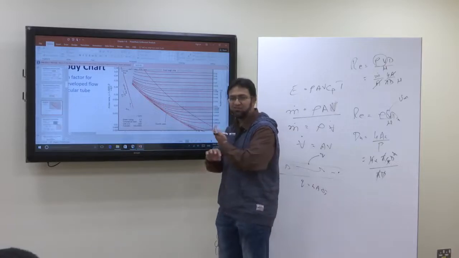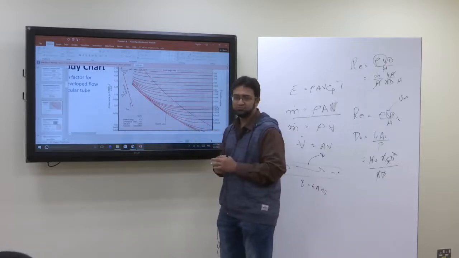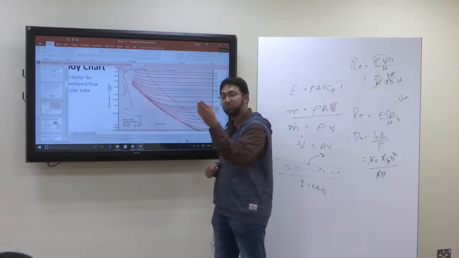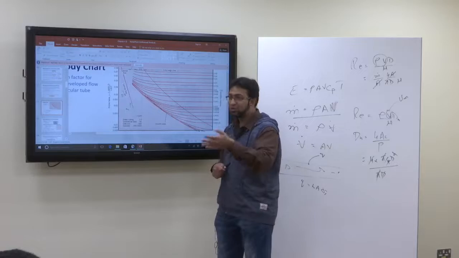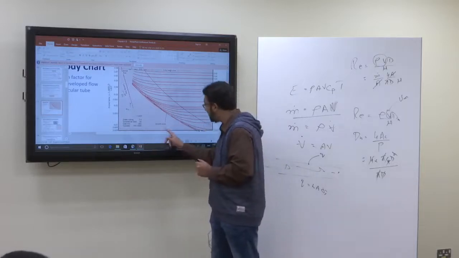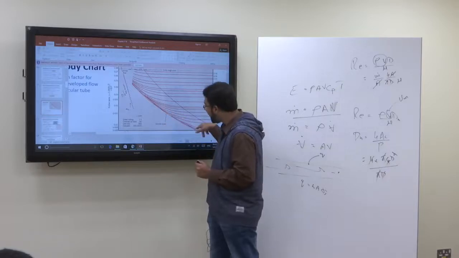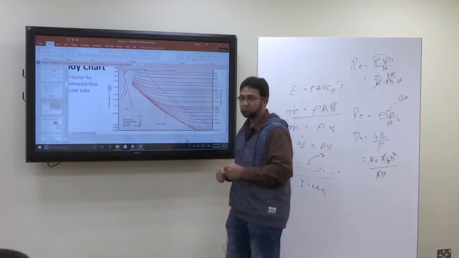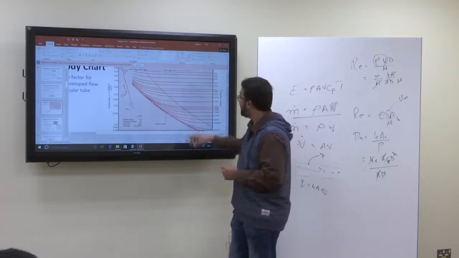Smooth pipe means there is no roughness at all, zero, right? So if it is said that for a smooth pipe, find out the friction factor at specific Reynolds number, you'll go to that Reynolds number, go to the smooth pipe curve, which is this one, and then find out the friction factor. Okay.